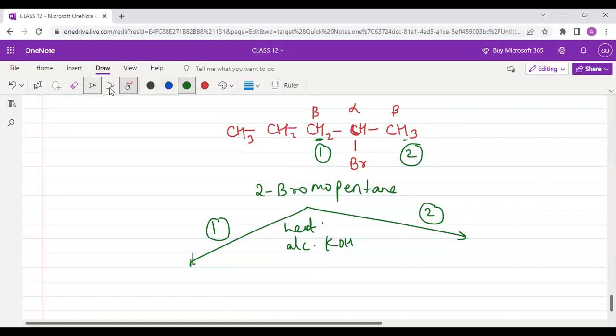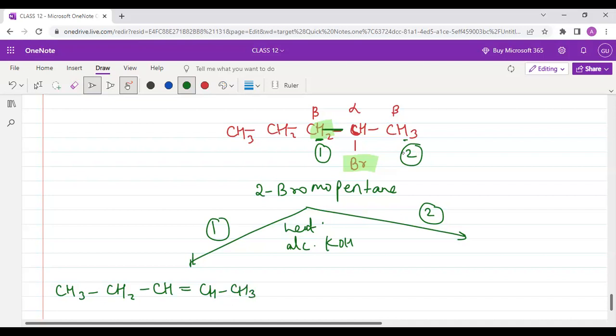So I told you that from the alpha carbon atom, halogen will get eliminated, and from beta, one hydrogen will get eliminated, right? So when this hydrogen and bromine get eliminated, there will be a double bond between these. So we'll get the product CH3, CH2, CH double bond CH, because one hydrogen will be removed from here and one bromine from here. So we'll get CH double bond CH and CH3. Yes or no?